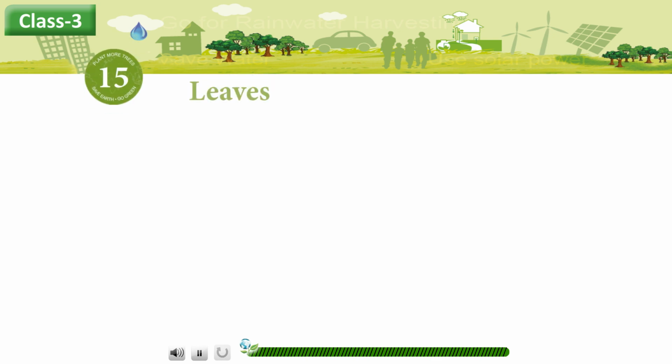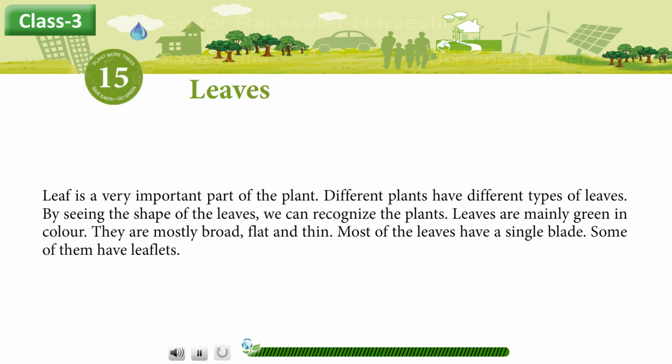Chapter 15: Leaves. Leaf is a very important part of the plant. Different plants have different types of leaves. By seeing the shape of the leaves, we can recognize the plants. Leaves are mainly green in color. They are mostly broad, flat and thin. Most of the leaves have a single blade. Some of them have leaflets.